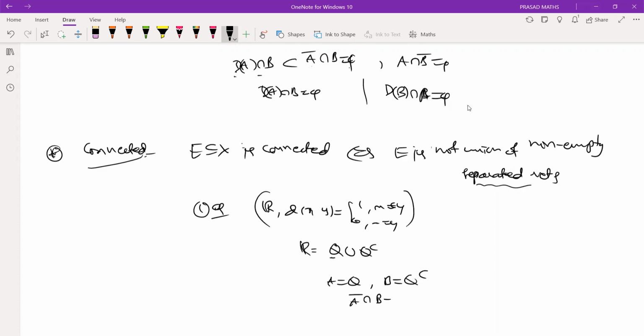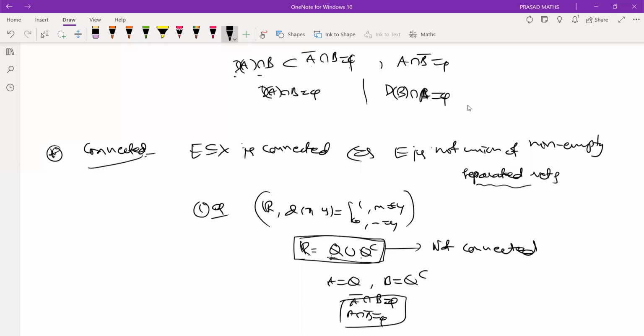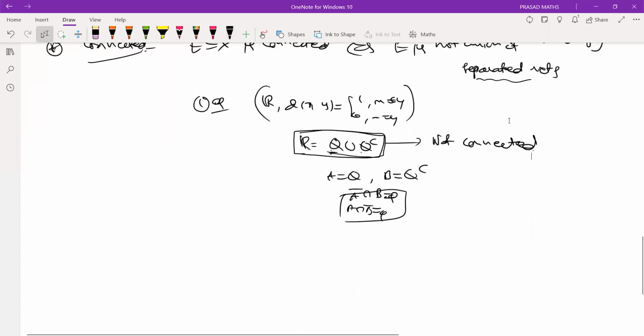A closure intersection B is empty, and A intersection B closure is also empty. Therefore, they are separated sets. Therefore, R is represented as a disjoint union of two non-empty separated sets. Therefore, it is not connected. Right? It is not connected.